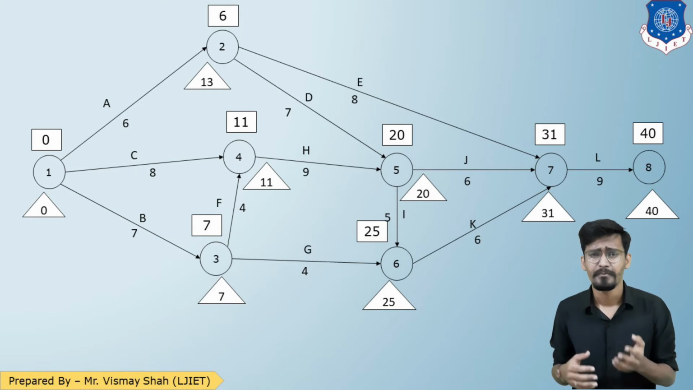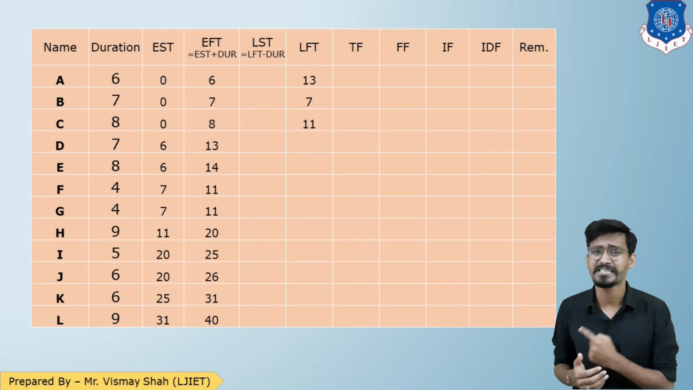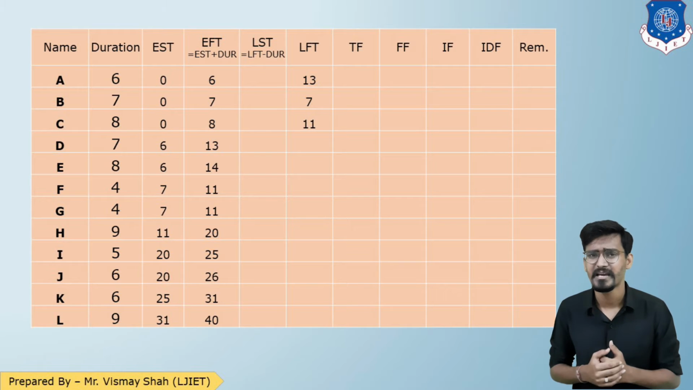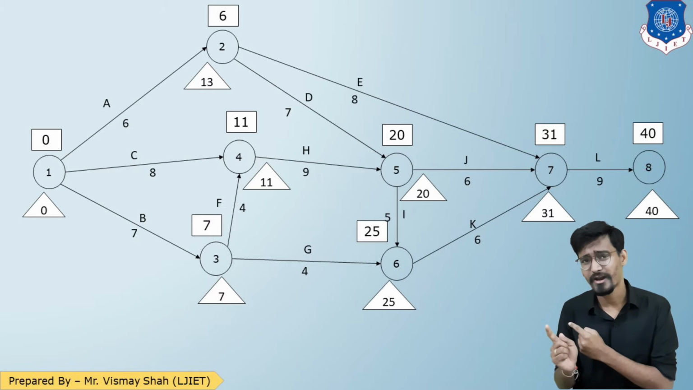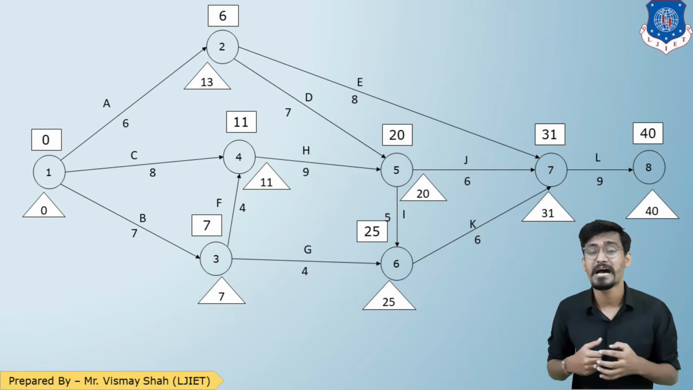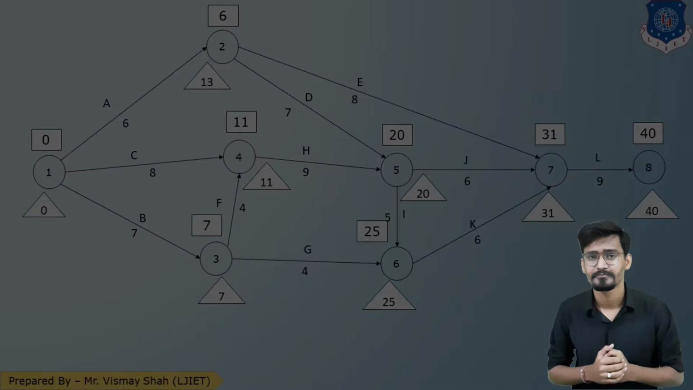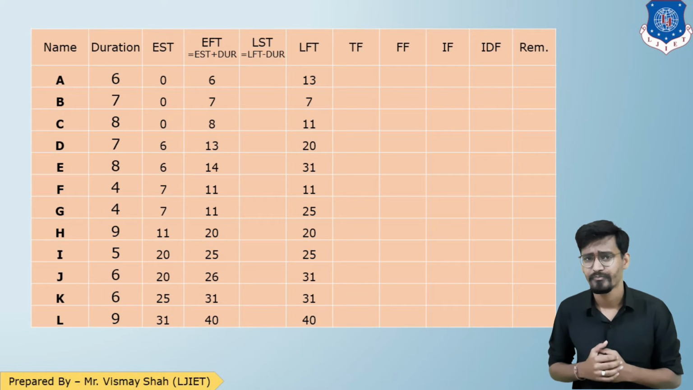So let us represent that. Alright, so that is 13, 7, 11 for A, B, C. Now let us again come back to the network. Now let us see for activity D, end of the arrow below value, that is 20. For activity E, end of the arrow below value 31. So that is how we need to finish the column of LFT. Let us see that. So here is the entire column of LFT.